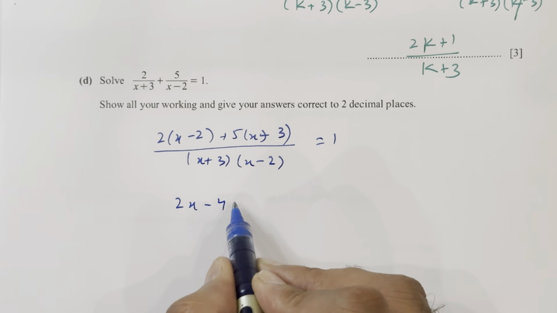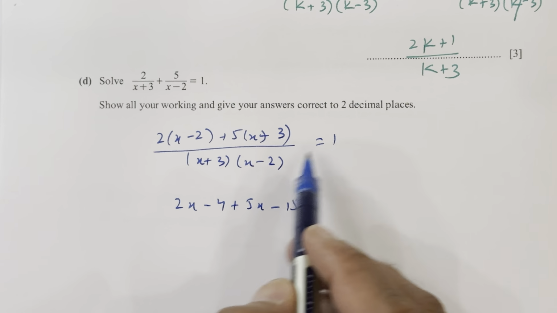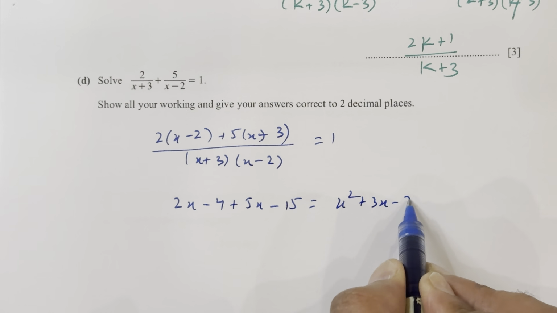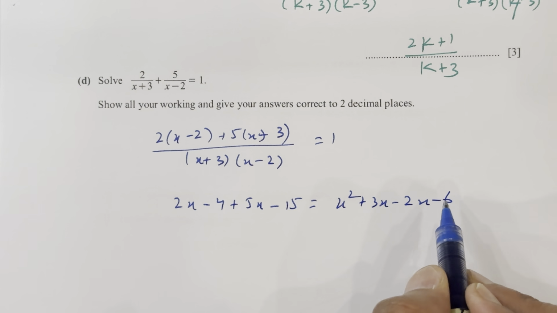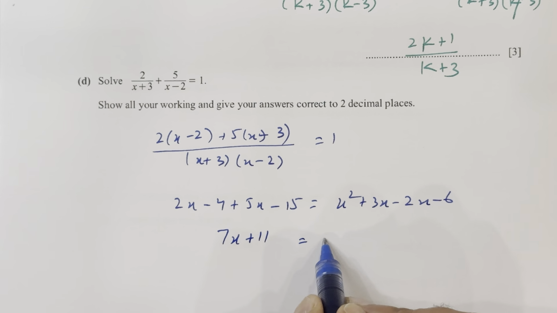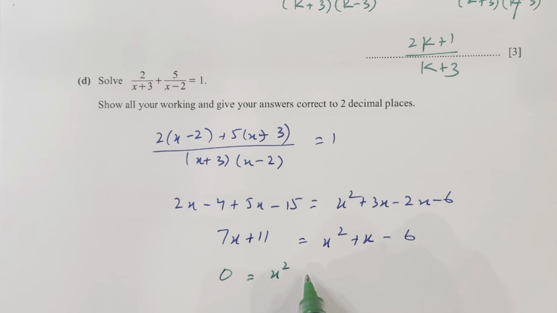2x minus 4 and 5x minus 15, and multiply this over here, you get the answer x square plus 3x minus 2x, then minus 6. Solve it. 7x plus 11 is equal to x square plus x minus 6. Again solve it, you get the value, that is 0 is equal to x square minus 6x minus 17.